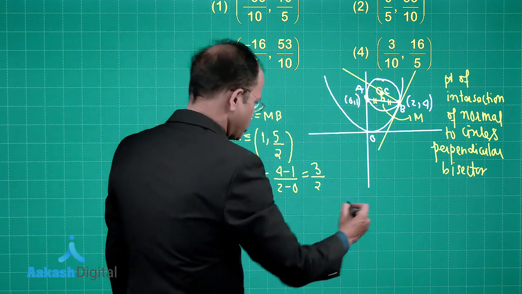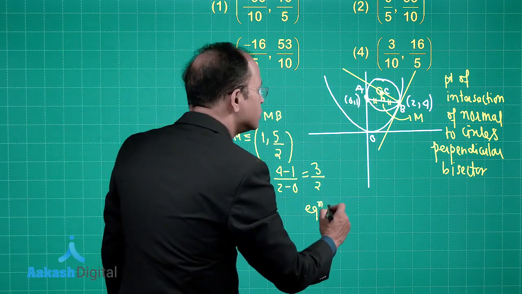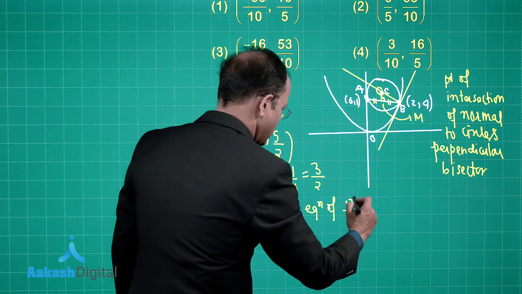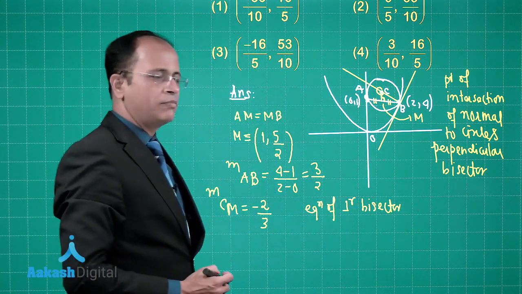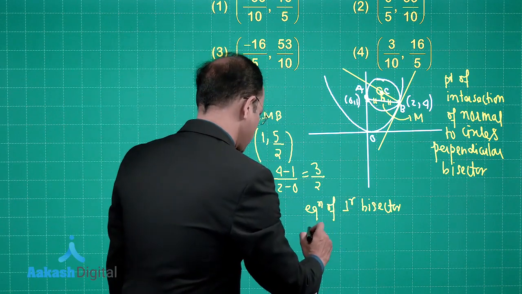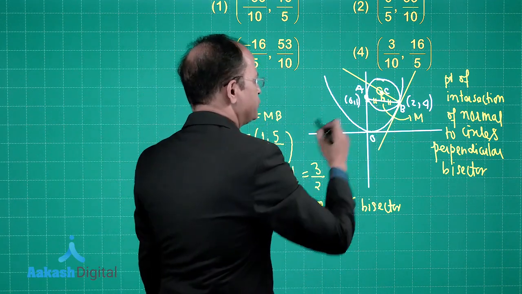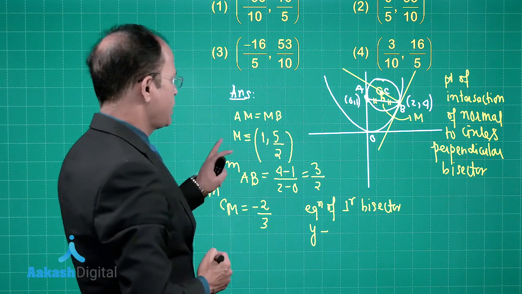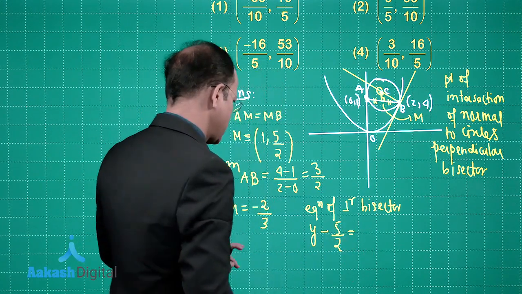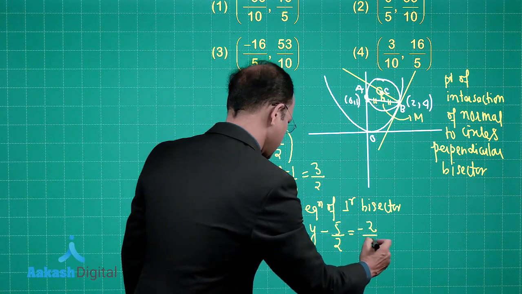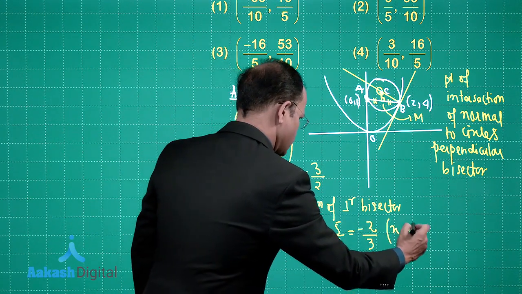So what is the equation of the perpendicular bisector? Equation of the perpendicular bisector will be, we have y, and this is the point which is given to us, that is M. So this is 5 by 2, and this is coming out to be minus 2 upon 3, and this is x minus 1. So this is equation number 1.